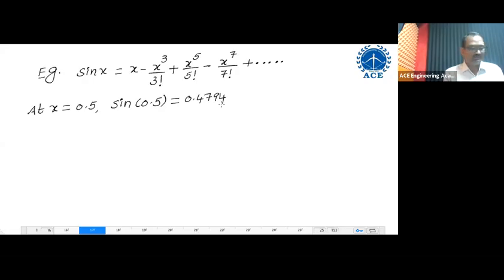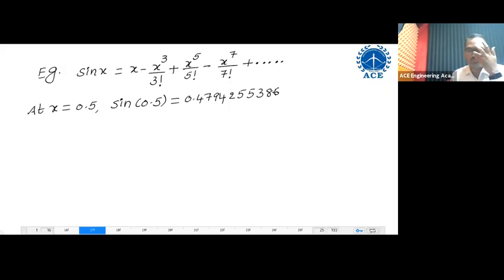Different answers you are giving. Let me check in terms of radians, not degrees. Please convert your calculator from degrees mode to radians mode. 0.4794255386. This is sine of 0.5.